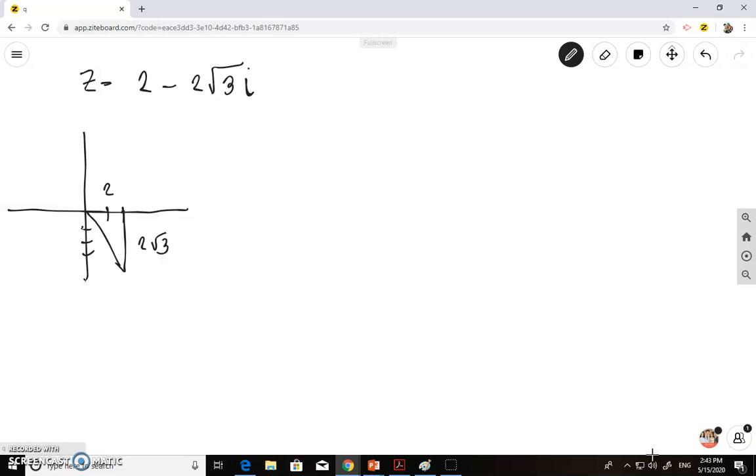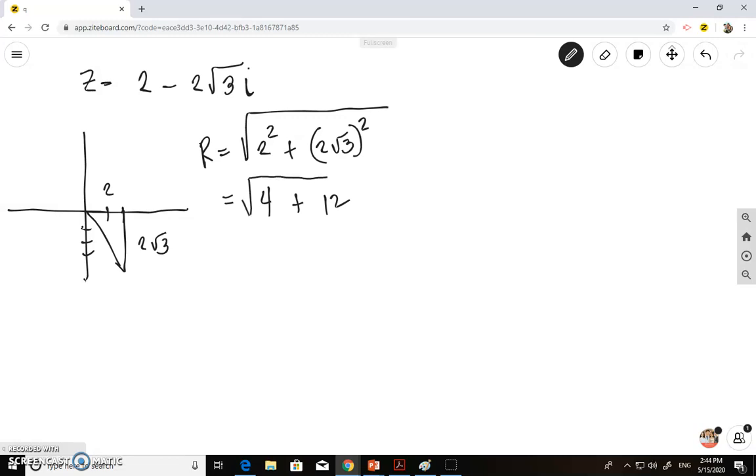How will we find the r? r is equal to the square root of 2 squared plus 2 square root of 3 squared. Squaring that, we have 4 plus 2 times 2 is 4, times 3, so we have 12. This will be the square root of 16, which is equal to 4.